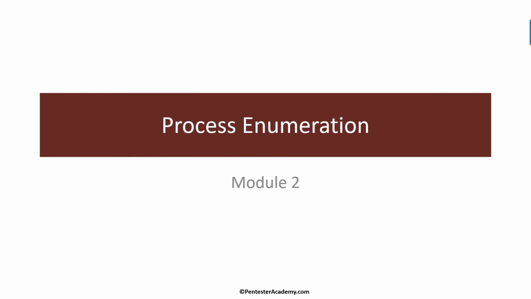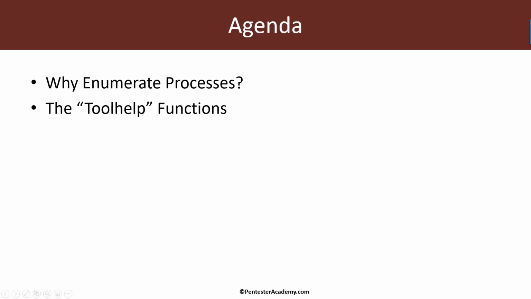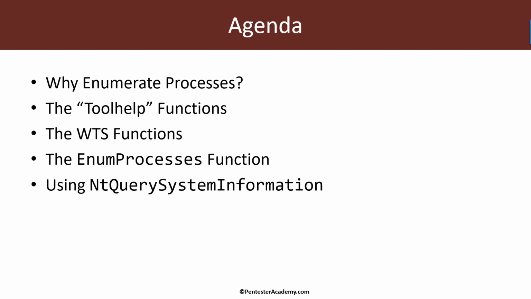Welcome to Module 2, Process Enumeration, in the Process Injection Fundamental course. In this module we're going to look at enumerating processes on the Windows system. We'll start by discussing why we'd want to enumerate processes anyway. And then we'll take a look at several types of functions or libraries that the Windows APIs provide to get such enumeration done. We'll look at the tool help functions, the Windows Terminal Services functions, the EnumProcesses function, and using the NtQuerySystemInformation native API.